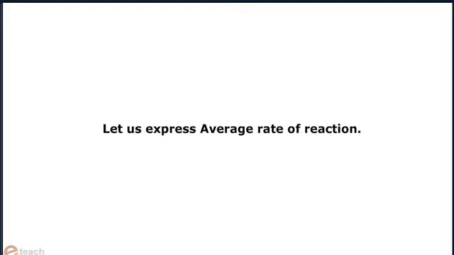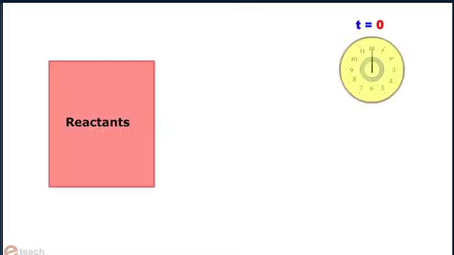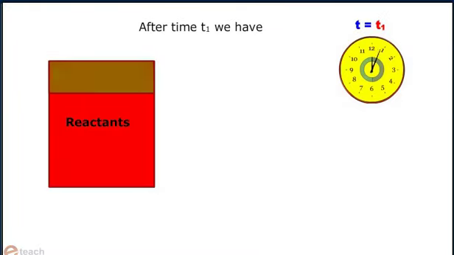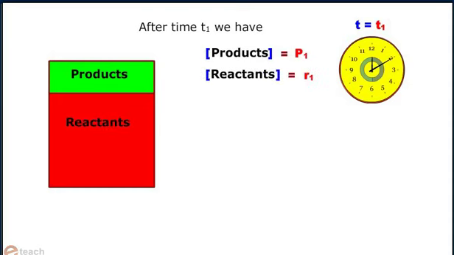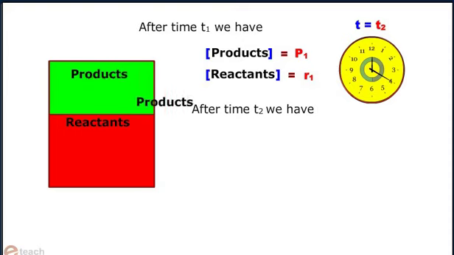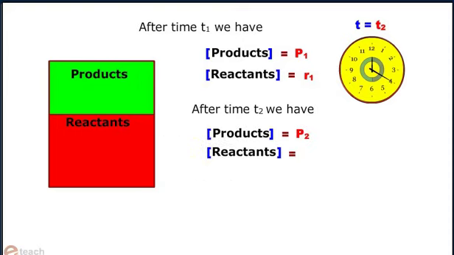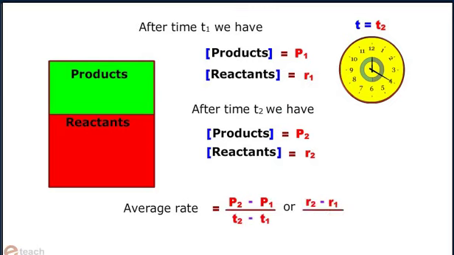Express average rate of reaction. After time t1, we have concentration of products equal to p1 and that of reactant equal to r1. After time t2, we have concentration of product equal to p2 and that of reactant equal to r2. Now, average rate of reaction is equal to (p2 minus p1) upon (t2 minus t1), or (r2 minus r1) upon (t2 minus t1).